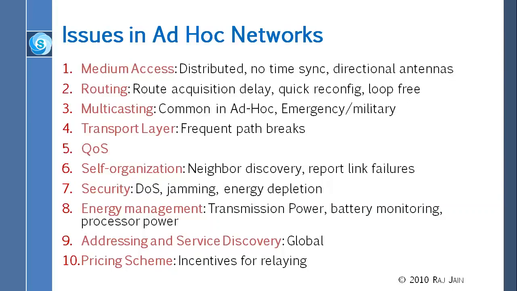Seventh issue is security. Denial of service: somebody can jam the whole area. Energy depletion: batteries running out on several nodes. And then comes the issue of energy management. How much power will we be using? The battery has to be carefully monitored. But also the question is, transmission power is one and the processing power is another, because processors also take battery. So when we do routing and all that, we have to worry about how much energy we are using for routing, both for radio transmission as well as for routing computation.